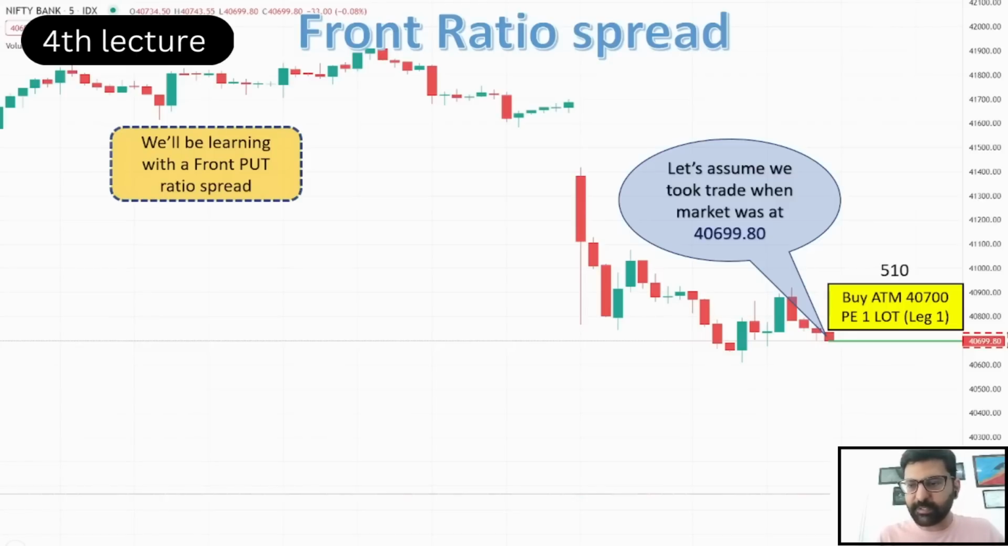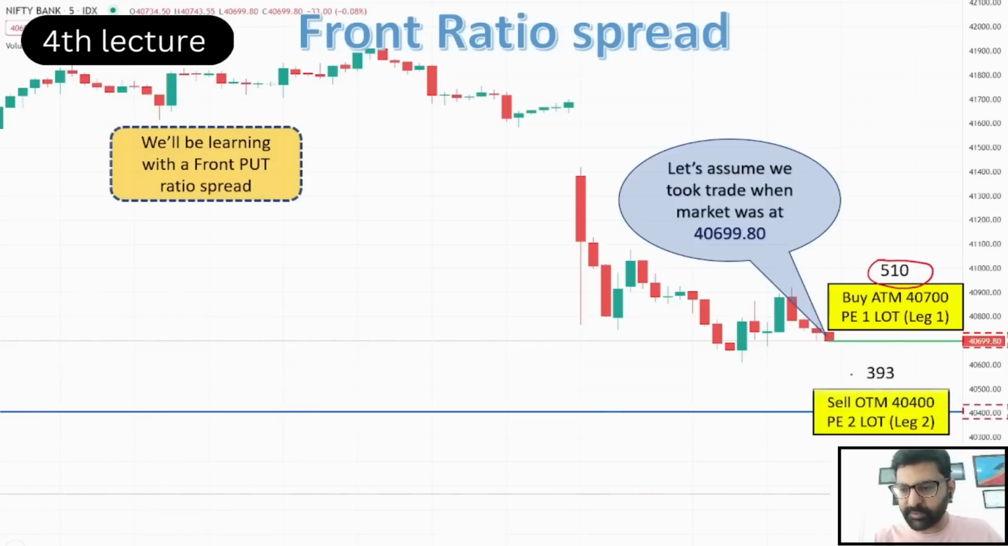So the first thing is we'll buy an ATM put, which is the 40,700 put, which is trading at 510. Okay, and then we are going to sell two puts of 40,400. So this is trading at 393. All right. So this will constitute a 1:2 ratio spread.